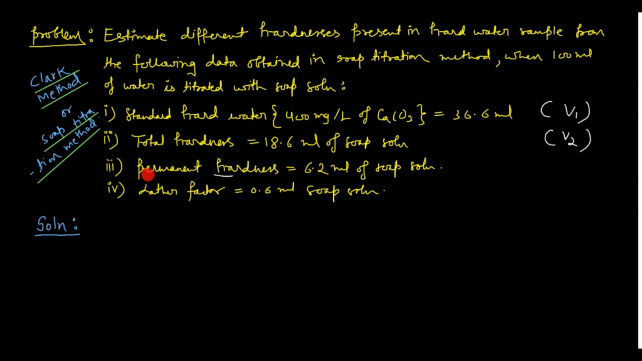In the third step, the permanent hardness: when you are going to determine the permanent hardness, your sample water is boiled to remove the temporary hardness, and the water sample will then have only the permanent hardness, as I explained in my last lecture. This boiled water requires 6.2 ml of the soap solution for the formation of the lather in the soap titration method, and this corresponds to V3 ml. And lastly, you can see here, this is your lather factor, which is 0.6 ml of the soap solution.